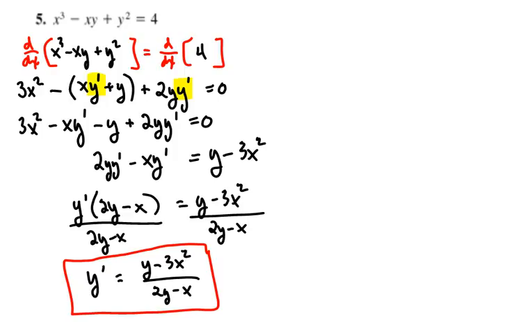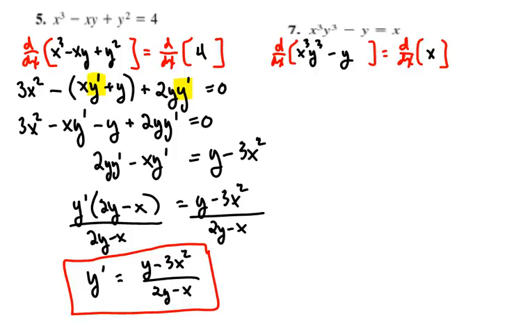Okay, problem number 7 is a little bit different. I have a more complicated product in here, and I also don't have a constant on the right side. I have a variable over there. So let's get started. So I'm taking the derivative of both sides with respect to x. The first thing I need to do is take the derivative of x cubed y cubed, and that's going to be 1d2 plus 2d1.